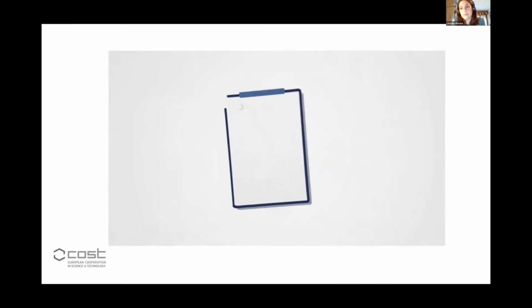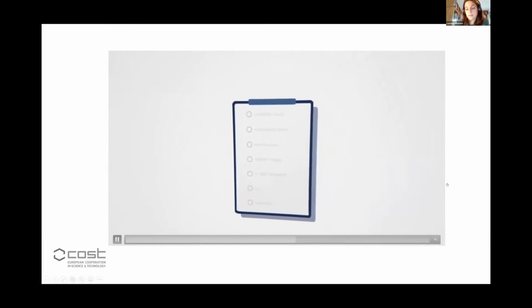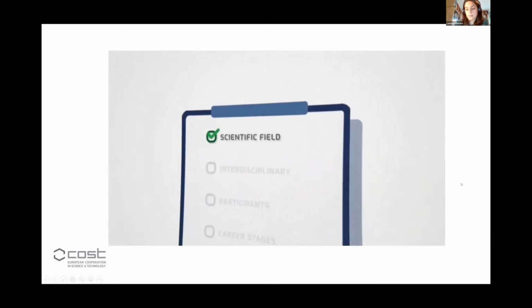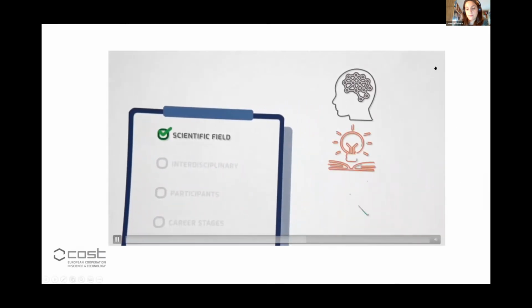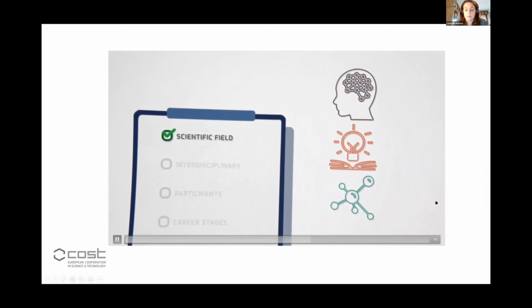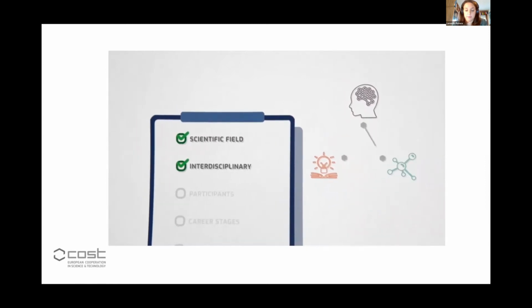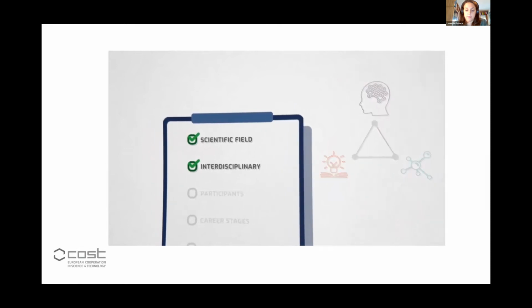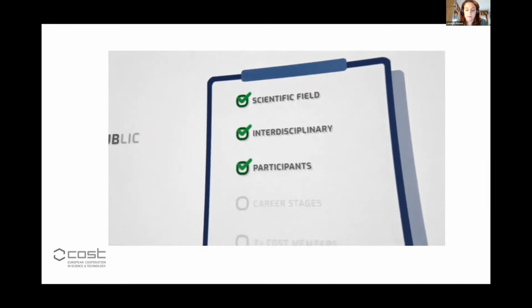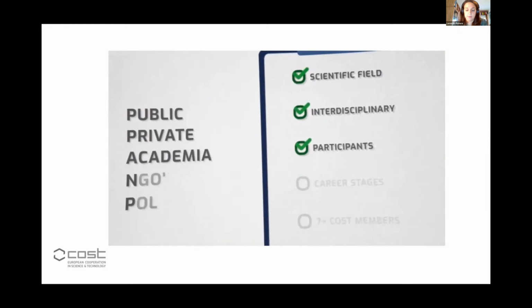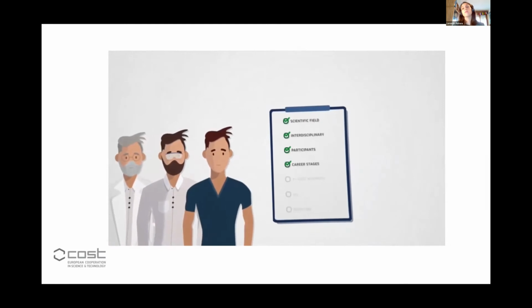So, are you eligible for a COST Action? Let's find out. You can create or join a network in any scientific field, from social sciences to the most technological topic. What's more, COST Actions can be interdisciplinary, so experts from different areas of expertise may join in. All kinds of institutions can take part: public, private, academia, NGOs, and you can apply at any stage of your career.